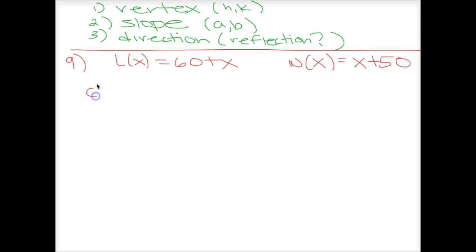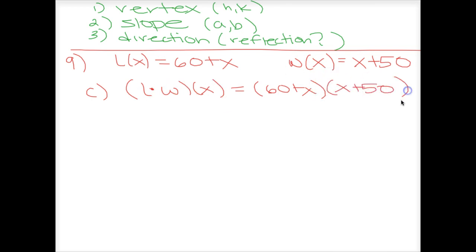So in C, it asks you to find L times W of X. Again, this little tiny dot represents multiplication. So this notation is telling you to take L of X, which is this, and multiply it by W of X, which is this. Again, we've gone over this in class. This is a binomial times a binomial. So that means that I need to FOIL here.